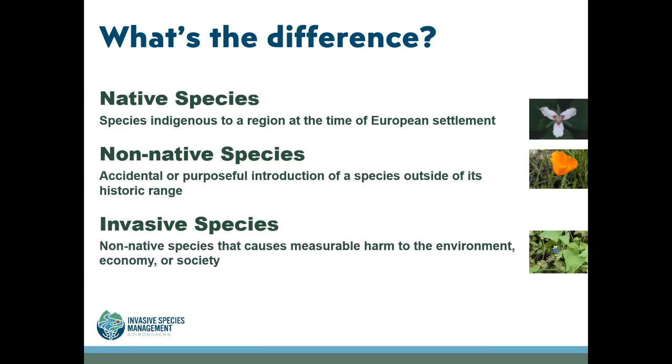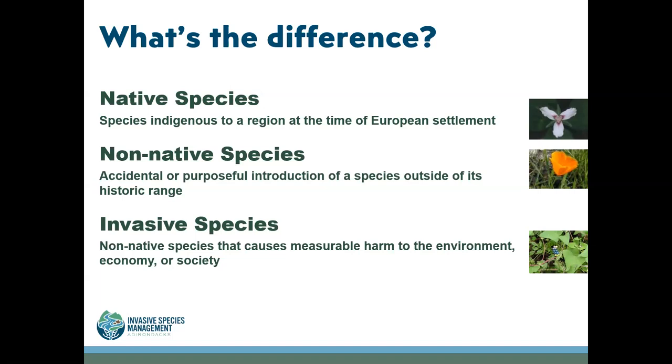So invasive species meet two criteria. If you remember one thing today, remember this. Invasive species are both non-native, so they've been introduced outside of their historic range, and they also cause some type of measurable harm to the environment, economy, or society and human health. The example listed here is a species that we'll learn about later on in the presentation. It is called Mile a Minute. It's a non-native invasive vine that has been introduced to New York State, grows very quickly, outcompeting our native species, and decreasing diversity of plants in the ecosystem. But we'll learn more about that later on today.